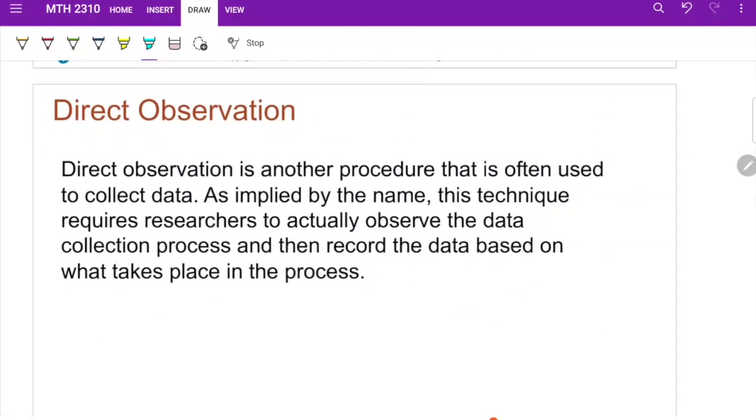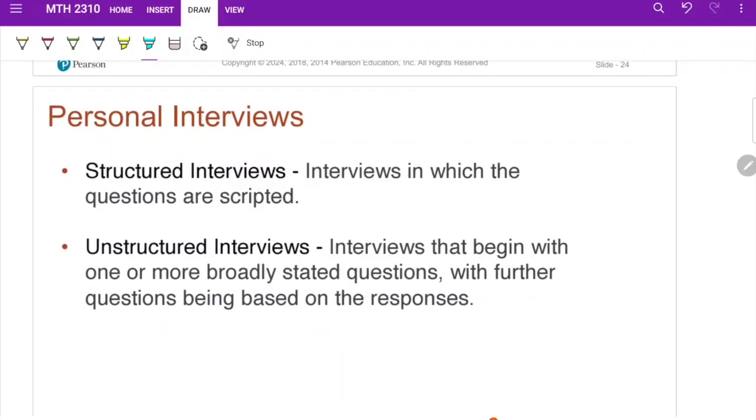Another type of collecting data is direct observation, which is another procedure that we use to collect data, and it's observing. It's just observing, sometimes recording, right? And the last one is going to be personal interviews. When you interview people, you ask them open-ended or closed-ended questions. It depends on the question that you ask. Either a pre-prepared list of questions, or you just have the general theme, where you ask them and they start talking, and you have follow-up questions, etc.